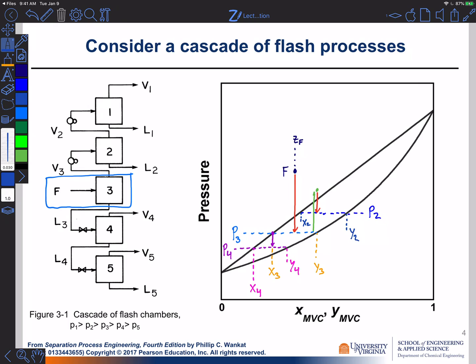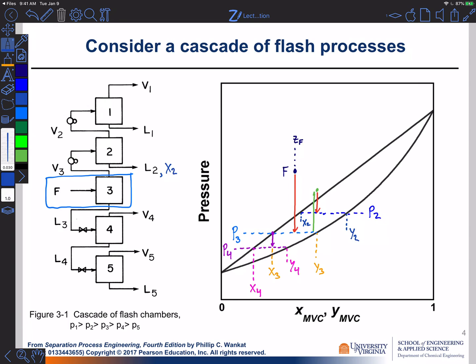Now, one thing that you might notice here, if we sit and stare at this for a little bit, is that the liquid product that's coming off of stage 2, the L2 stream here, has a composition of X2.